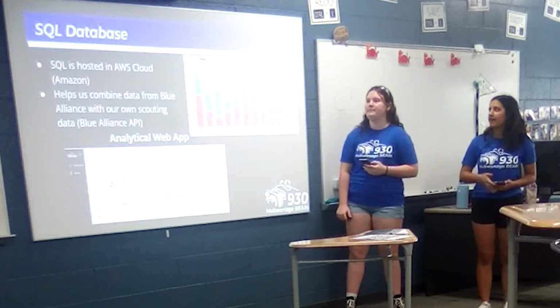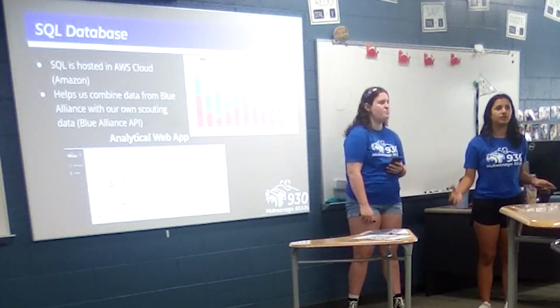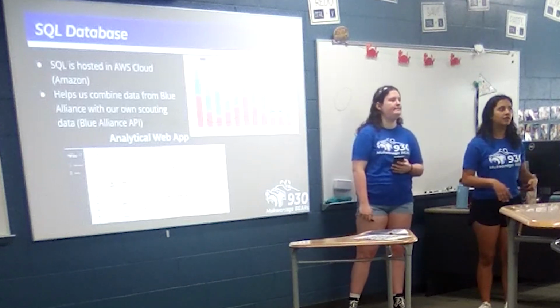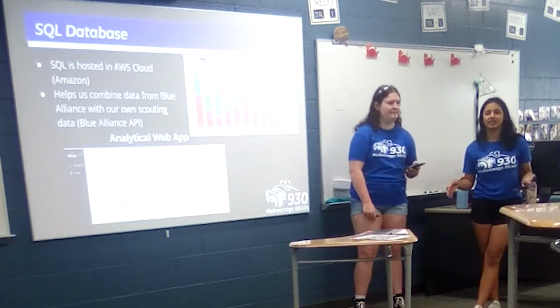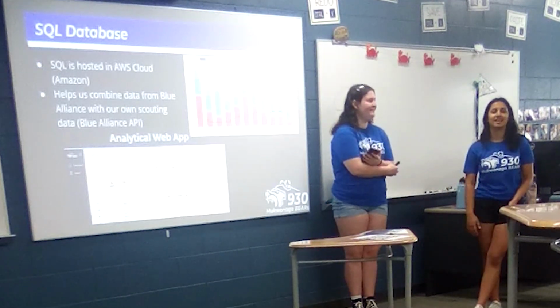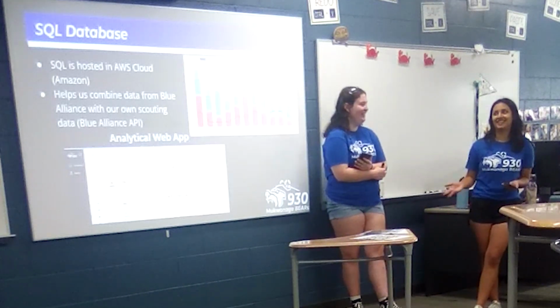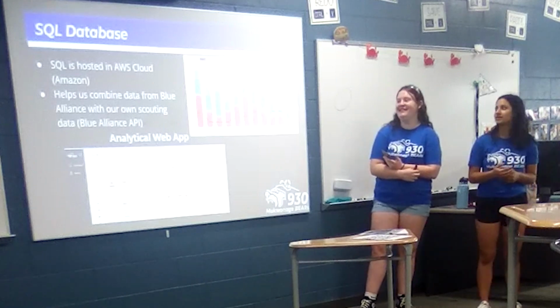And then you can also fact check it. Maybe the number one ranked team, who always scores 200 pieces every game, suddenly scores 0 game pieces, and you can see that little Johnny was scouting that match, and maybe you need to go talk to Johnny to figure out what went wrong in that match.